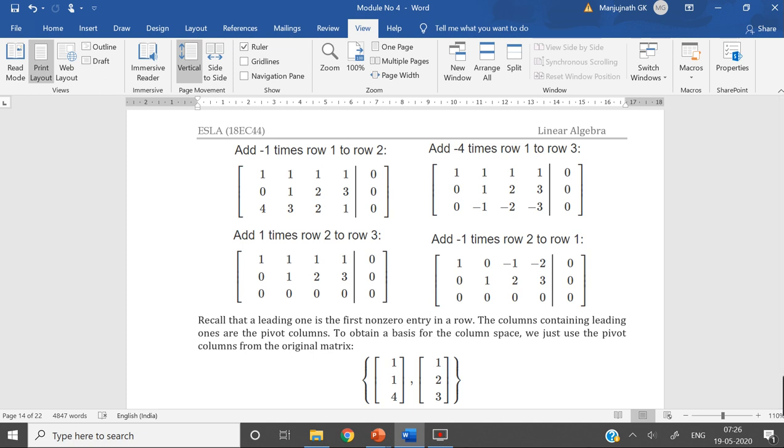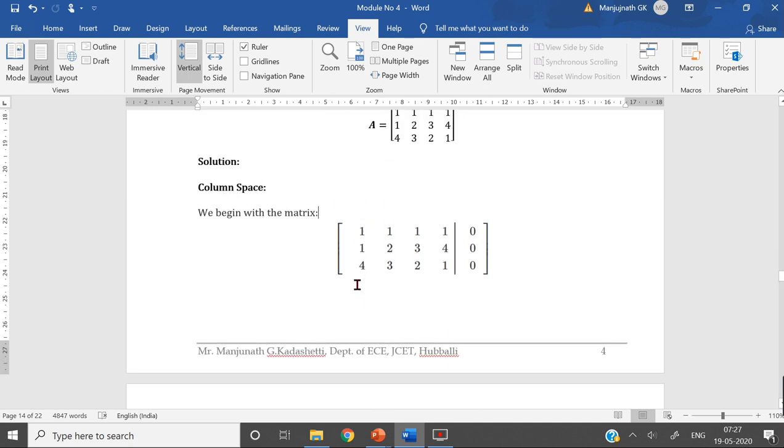Find out the position of the pivots. There are only two pivots available in this matrix. They are available at column number 1 and column number 2. Then column numbers 1 and 2 from the original matrix give the column space of the given matrix. What are column numbers 1 and 2? 1, 1, 4 and 1, 2, 3. These are the column space of the given matrix.